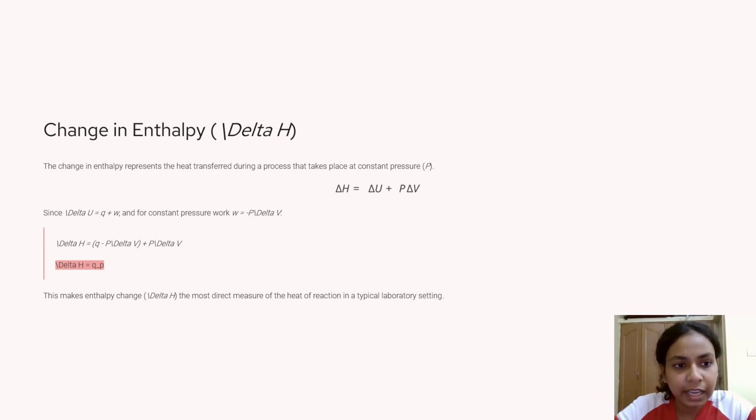Next is delta H. The change in enthalpy is denoted as delta H. By calculating the change in enthalpy, we can determine the amount of heat that is absorbed or released. The equation is given as delta H is equal to delta U plus P delta V. This makes enthalpy change the most direct measure of heat of reaction in typical laboratory settings.